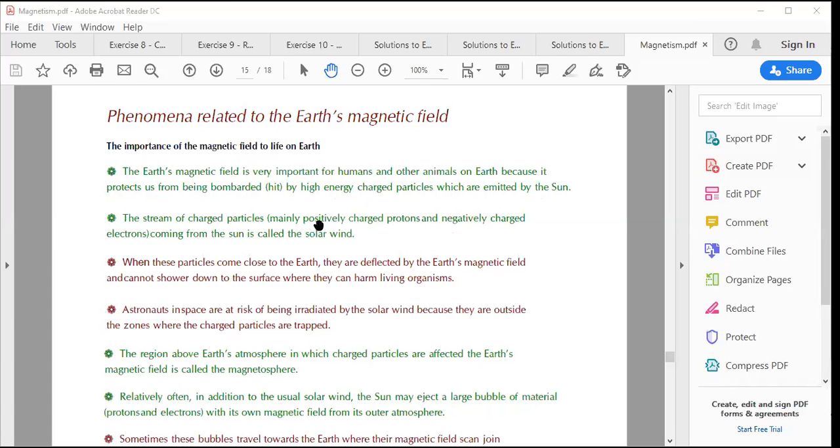The stream of charged particles, mainly positively charged protons and negatively charged electrons, coming from the sun is called solar winds.